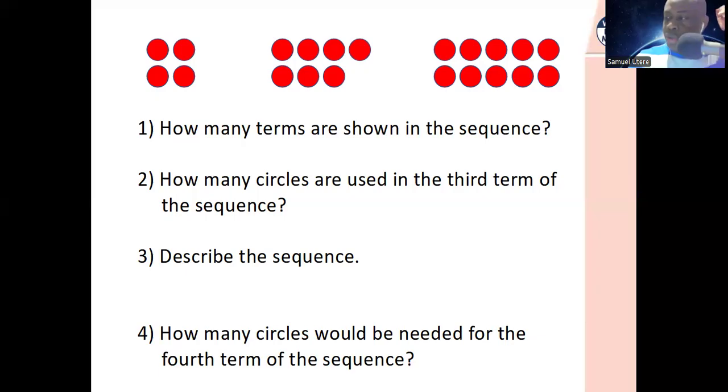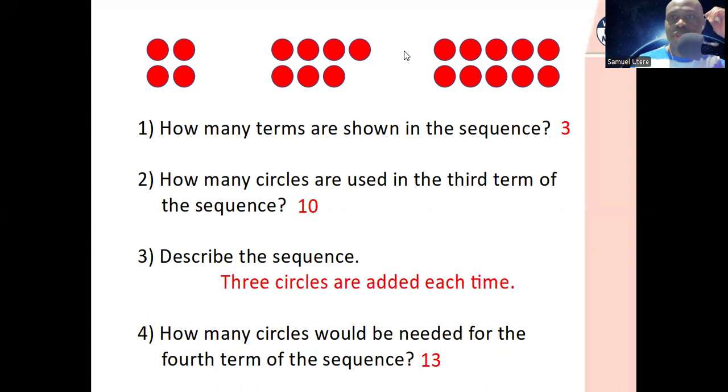Okay. So the first question asks how many terms are shown in the sequence. I'm sure you haven't forgotten what we call terms. Terms refer to the position. This is the first position, second position, third position. So when they're asking you the term, this is the first term, second term, third term. You should remember this from our previous lesson. So there are three terms in this sequence.